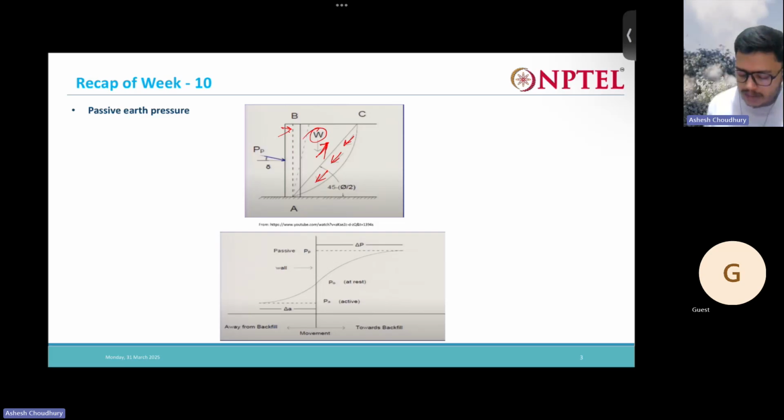And here you see the angle made by the planar failure plane with the horizontal is 45 minus phi by 2. Okay.